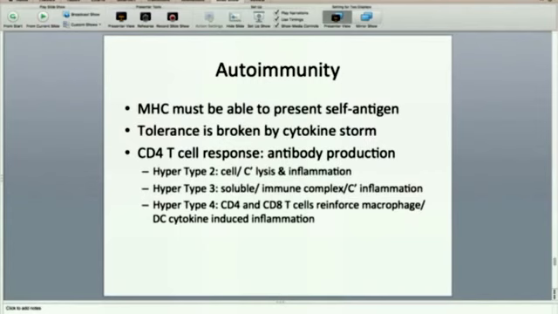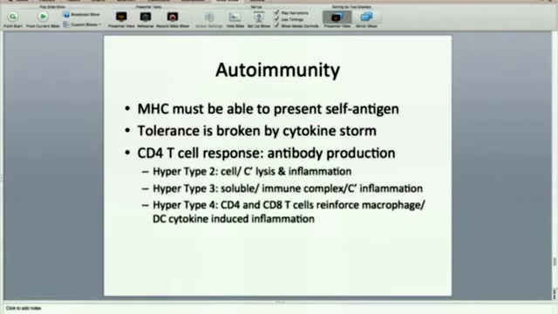And then finally, we get CD4 T cell responses that promote antibody production. The self-antibody could then elicit a hypersensitivity type 2 response, which is antibody binding to the cell surface, and then complement binds to that, promoting lysis and also inflammation by recruiting neutrophils. A hypersensitivity type 3 reaction interacts with soluble molecules like protein, like in an Arthus reaction.